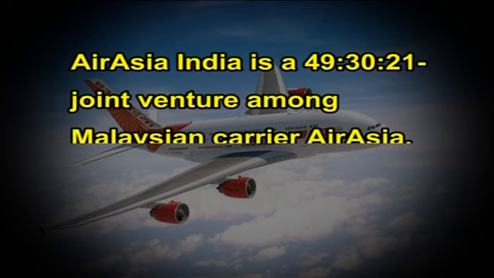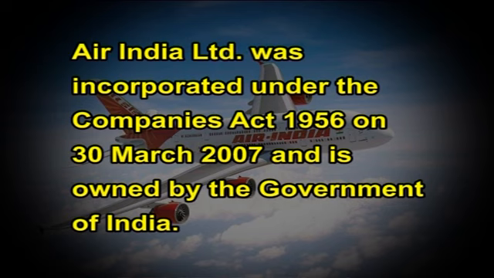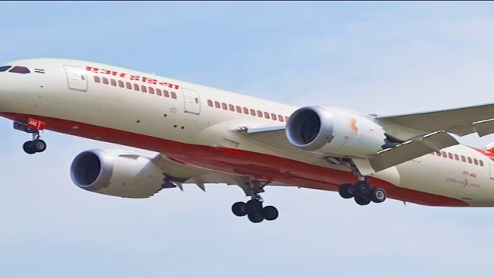Next is Air India Limited. Air India Limited was incorporated under the Companies Act 1956 on 30th March 2007 and is owned by the Government of India. The company was created to facilitate the merger of the two main state owned airlines in India, Air India with its subsidiary Air India Express, and Indian Airlines together with its subsidiary Alliance Air.